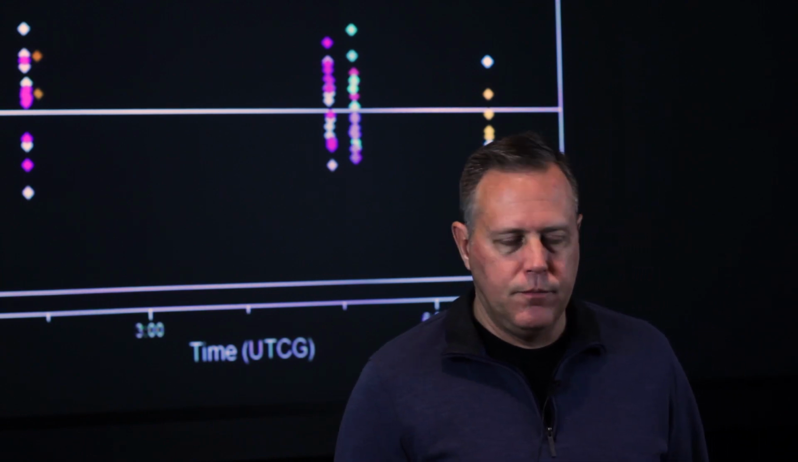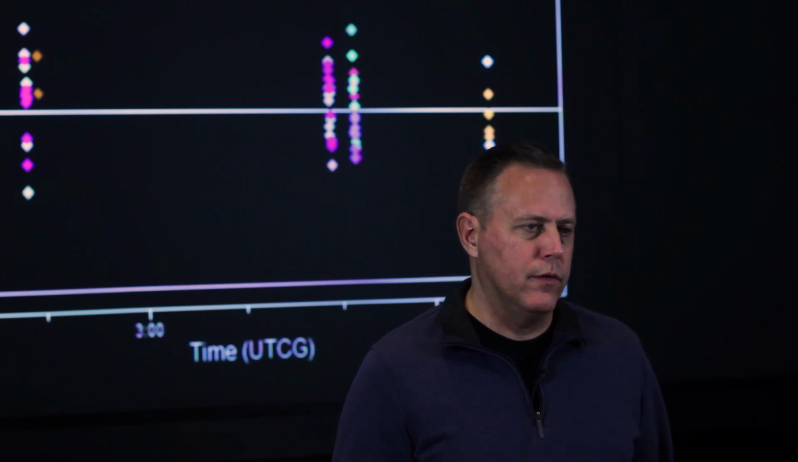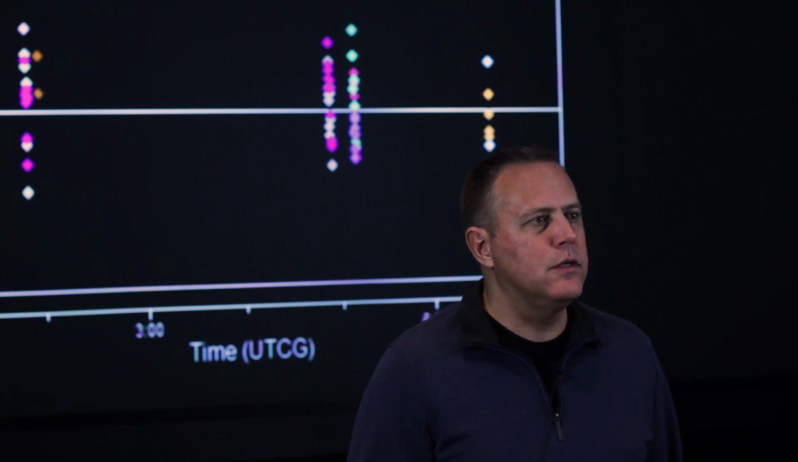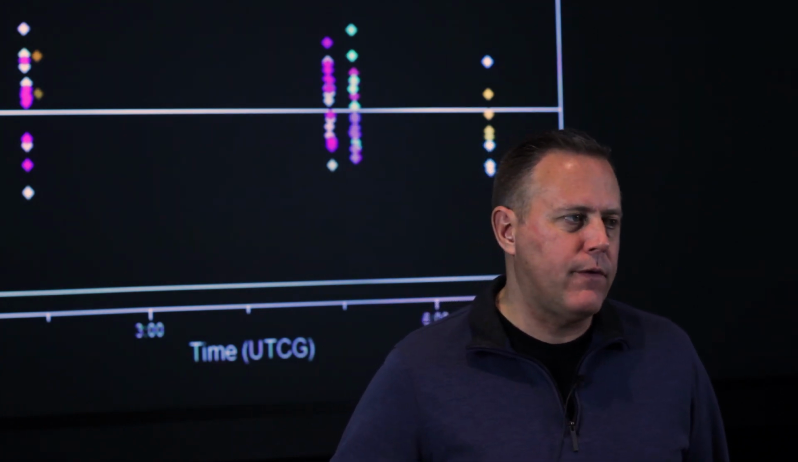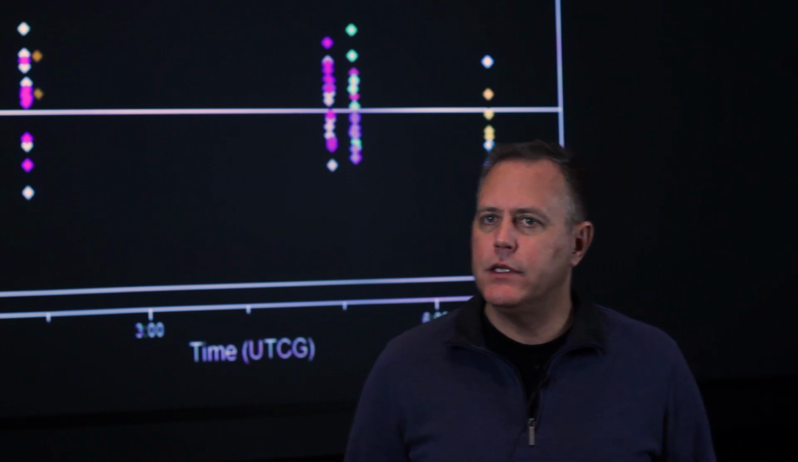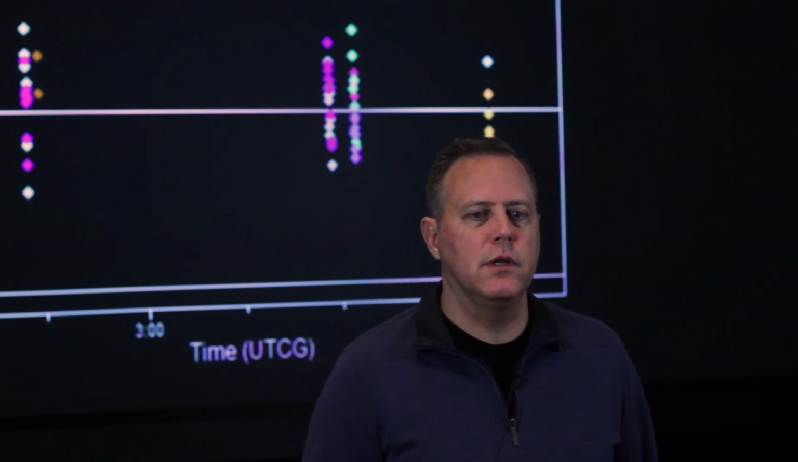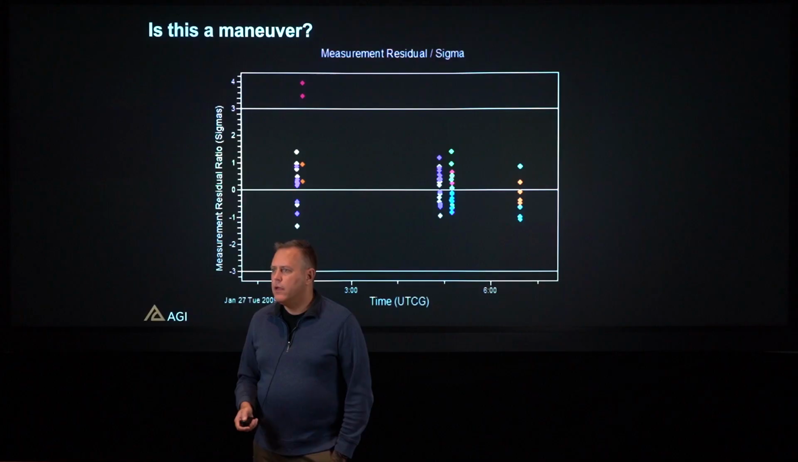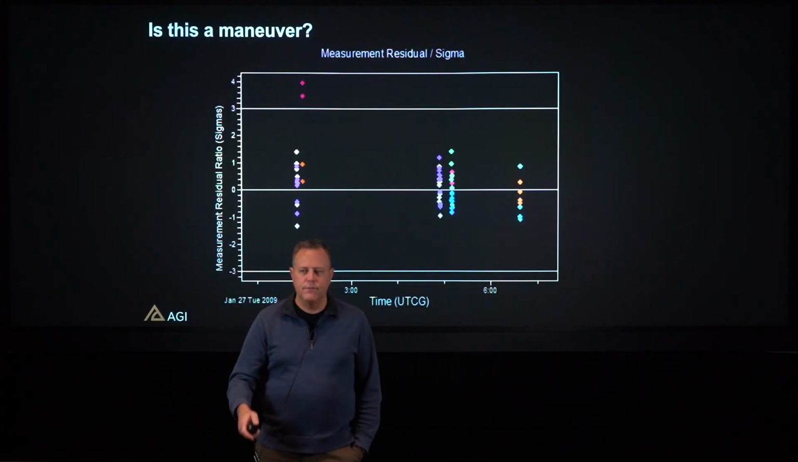Now in this case, based on our experience, we can pretty much look at this and say, we don't think this is a maneuver. The reason we say that is because if we look at the tracks coming in, the data coming in after the fact, in the later times, they're all falling nicely within plus or minus 3 sigma. So this just looks like we might have a potential bad sensor or a mistag, and this is really not a concern.